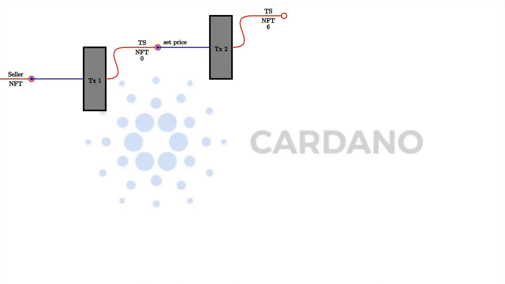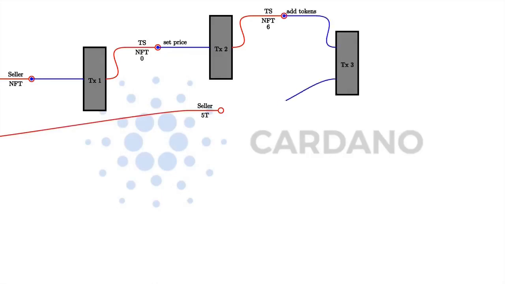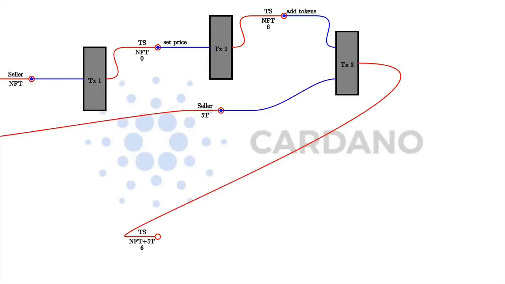Another thing the seller can do is actually lock some tokens in the contract. So in order to do that, he has to create yet another transaction that has as input again the UTXO locked at the contract, and a UTXO containing some tokens that the seller owns, and as output just the updated UTXO at the contract address, which now contains the provided tokens as well. So in this example, the seller provides 5 tokens to the contract.